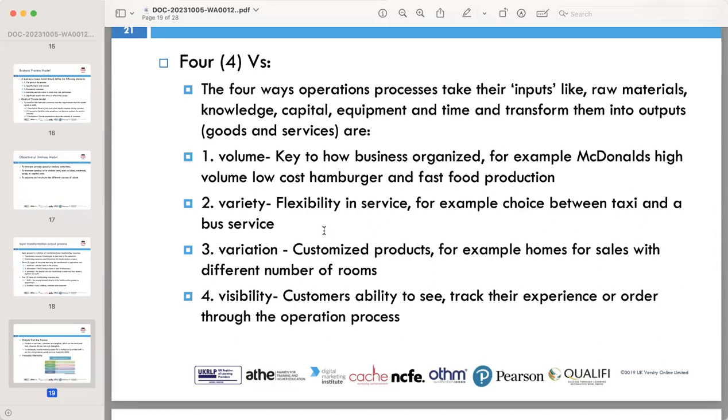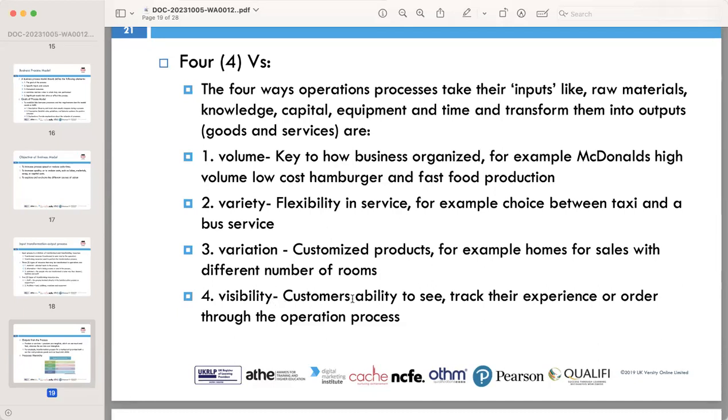Then variety, flexibility in service, for example, choice between taxi and bus services. Okay, so that's a variety. So variation refers to the customization of products or services to meet specific customer needs. For example, houses for sale with a varying number of rooms cater to different customers' differences. That's another example which I gave you, different types of houses, 2 bedroom or 3 bedrooms, according to your needs or your will. Third one is variation, customized products.